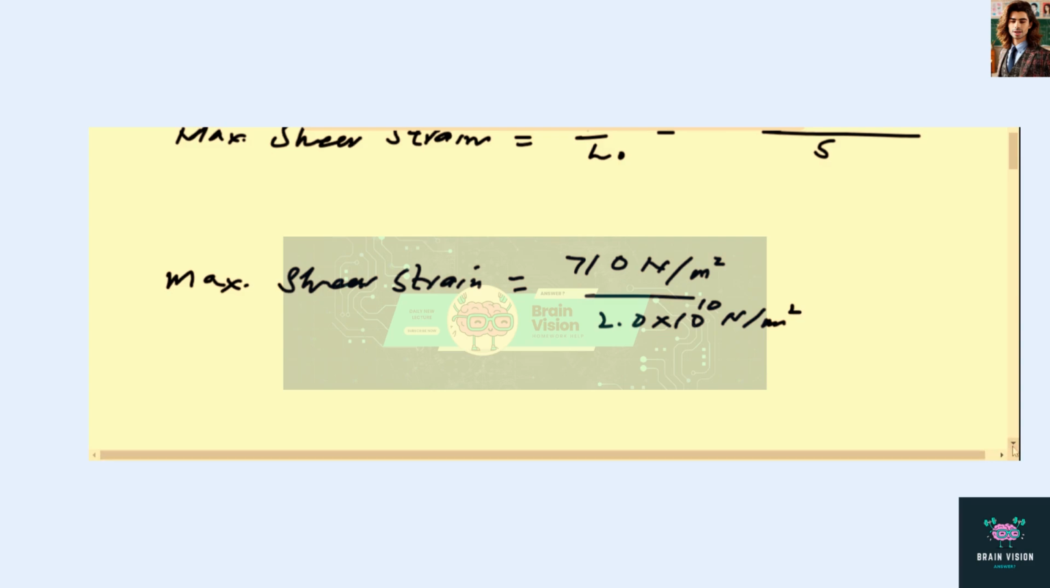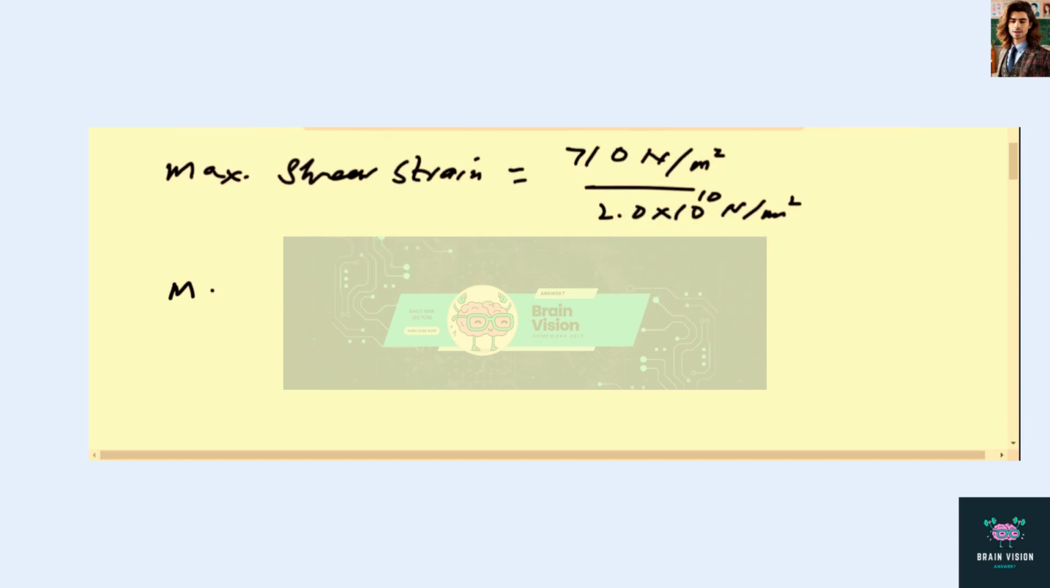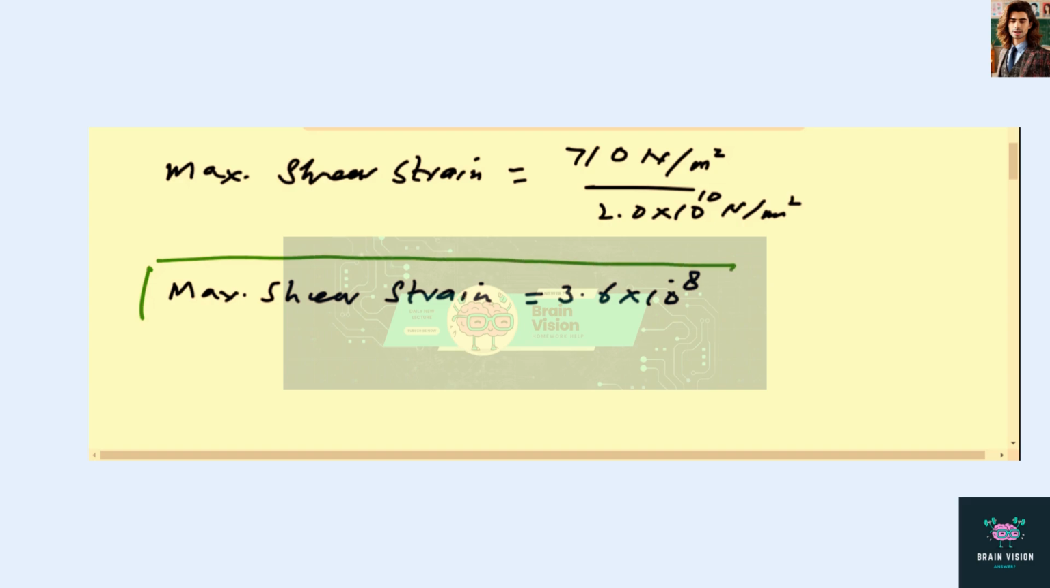So from here we can write the maximum shear strength is equal to 3.6 multiplied by 10 raised to power minus 8. So this will be the answer to part B of this problem.